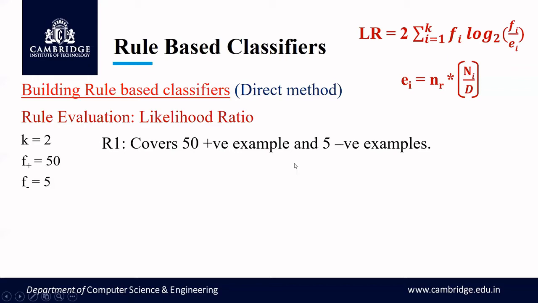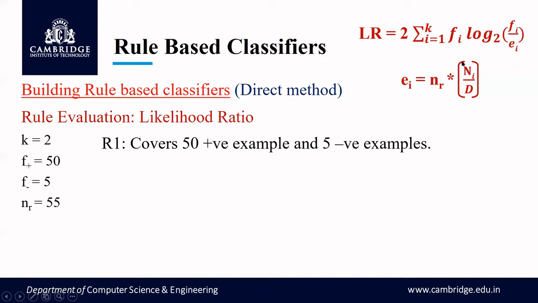Now you have to find the expected frequency, and for that you need nr. What is this nr? Total records covered by the rule. So total records covered by the rule means 50 positive and 5 negative, so totally 55, correct? So nr will be equal to 55.